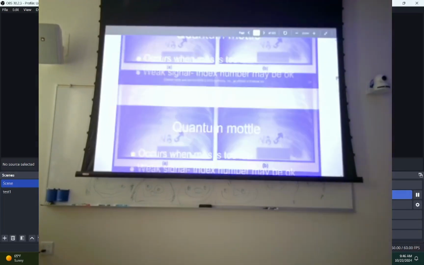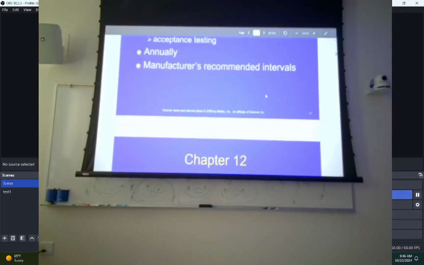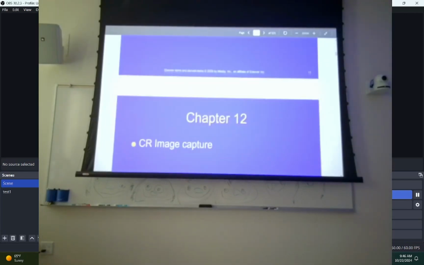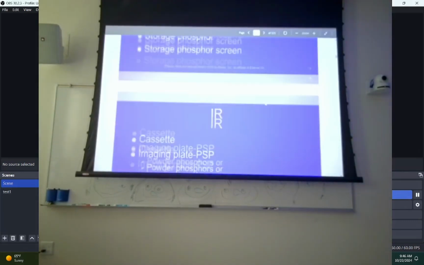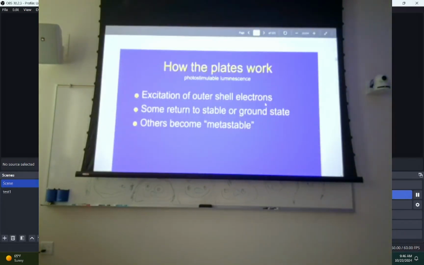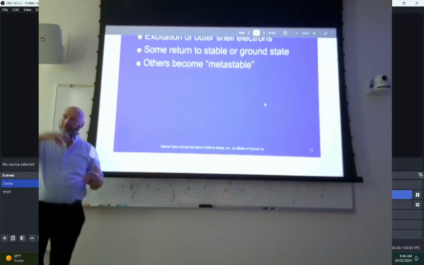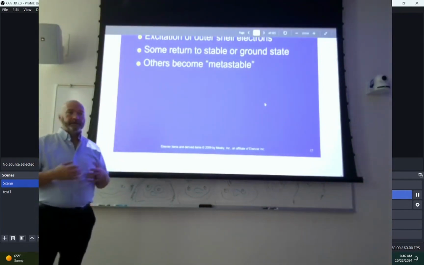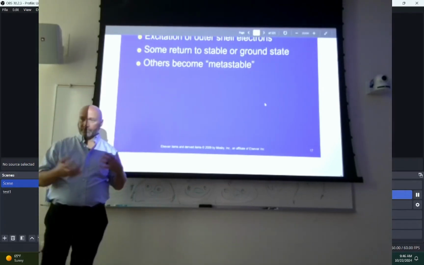So briefly, what metastability means is that you've got this image capture, you've done the exposure, and you got this image capture, and whenever the electron drops back into a space, then you've got a truly stable atom.